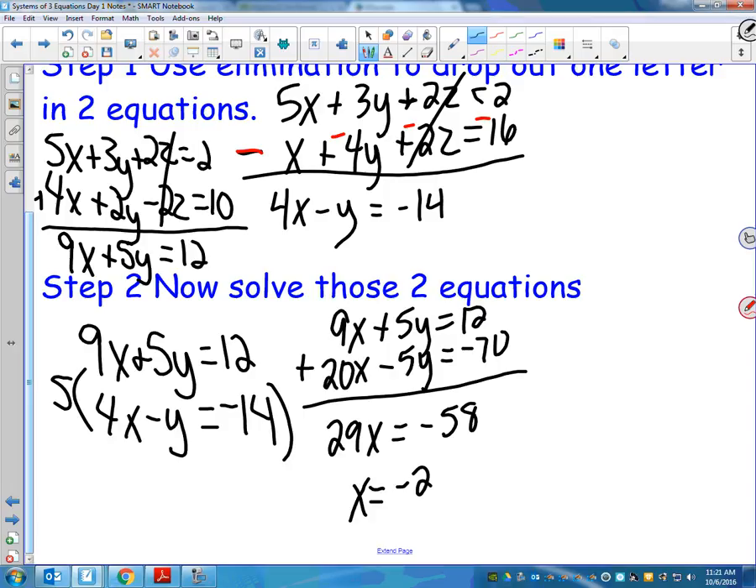And just like we've always done, if I know what x is, can I go back into those 2 equations and solve for y as well? Yes, so I'm solving these equations so I can find x and y. It does not matter which equation you plug back into. You actually could even plug into the one you multiplied by 5. All of them should give us the same answer. I'm just going to plug into the bottom one here. So I'm going to say 4 times negative 2 minus y equals negative 14.